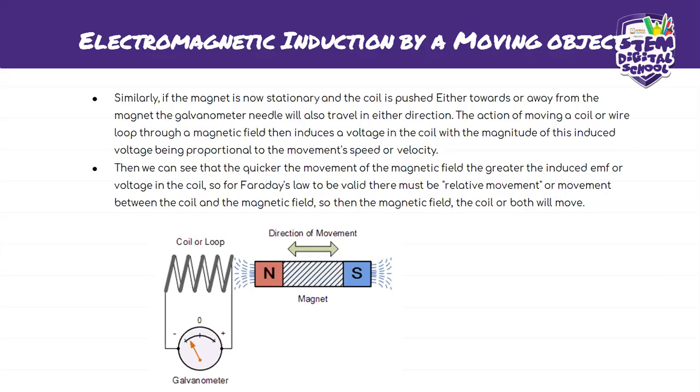Okay, so for Faraday's law to be valid, there must be a relative movement between the coil and the magnetic field, so the magnetic field, the coil, or both will move. Okay, so one of these things must be moving. It's either you're going to have the coil moving or you're going to have the magnet moving, but one of them or both of them must be moving for EMF to be produced in this case.